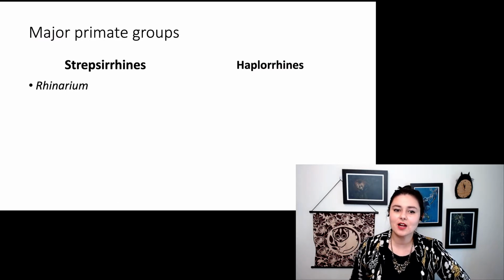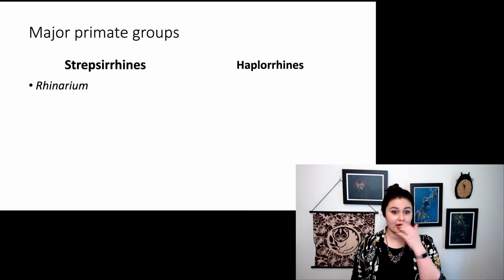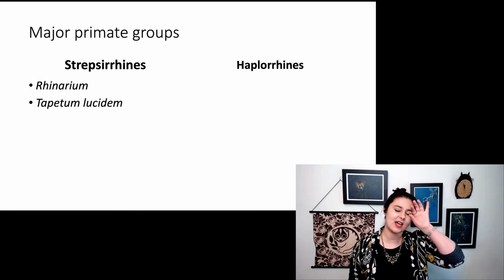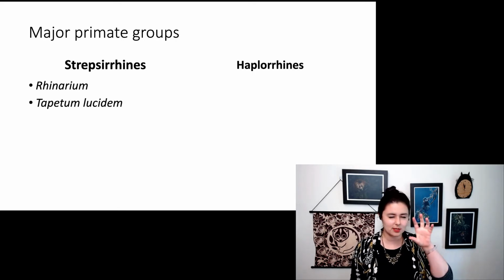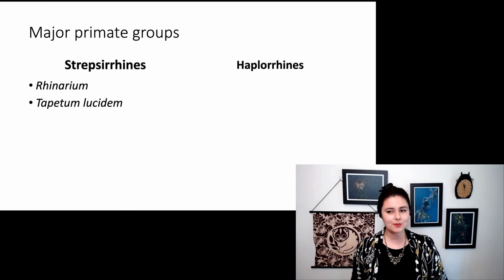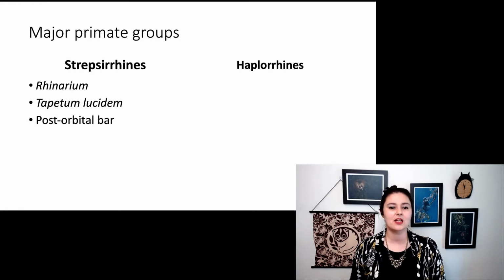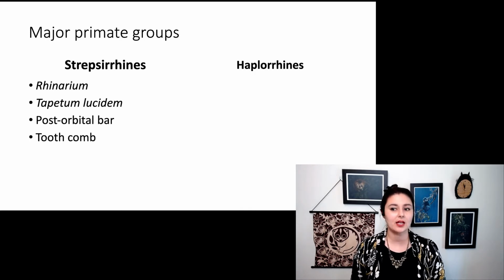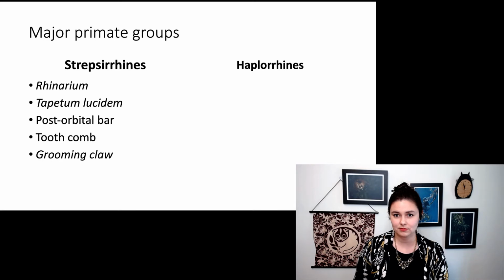So Strepsirhines, they have a rhinarium, they have a wet nose, they have a tapetum lucidum, or they have that eye shine, that thing when you see your cat's eyes glowing in the dark. Strepsirhines still have that. They also have a post-orbital bar and a tooth comb and a grooming claw.